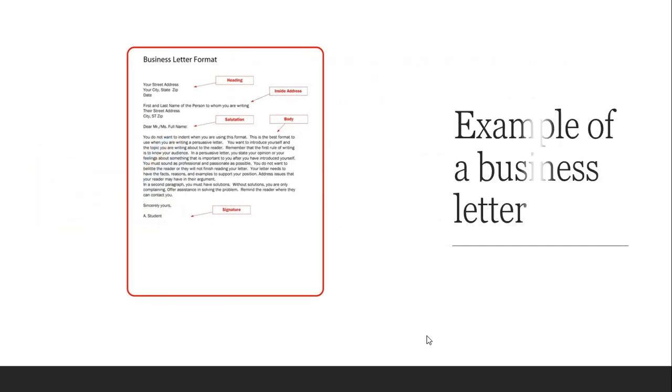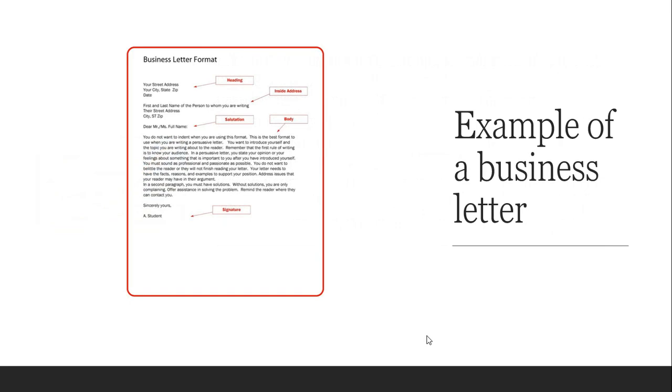So now let's look at a format of a business letter. In the example, we have the heading, we have the inside address, and then you have the salutation, we have the body. Let me just give you an example. This is just an example. For the signature, you say sincerely yours. You state your name, you state your position. You need the salutation and the body. You need to have the basic three body paragraphs.